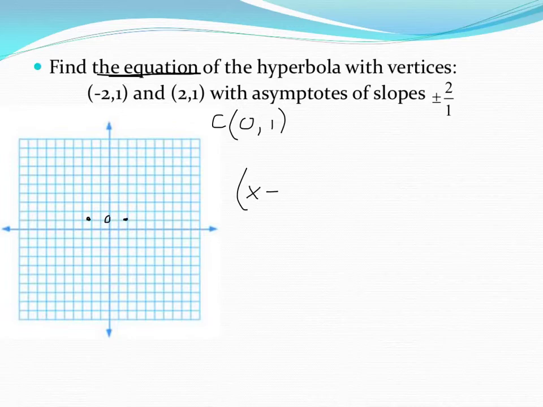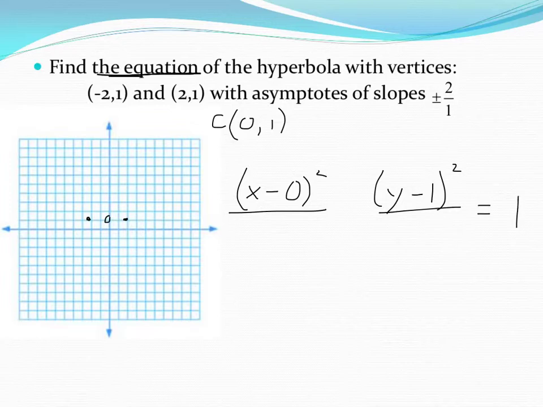So we have x minus 0 squared over a squared eventually. And then we also have y minus 1 squared over b squared eventually. All of this should equal 1. And notice that the vertices are going to the left and right of the center. That means the y variables will be negative in the standard form equation. Also notice that our vertices are 2 units from the center. That means a is 2, so a squared is 4. The other thing that we don't know right now is b squared.